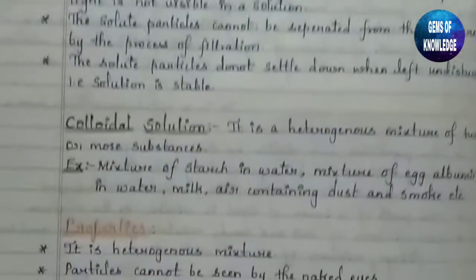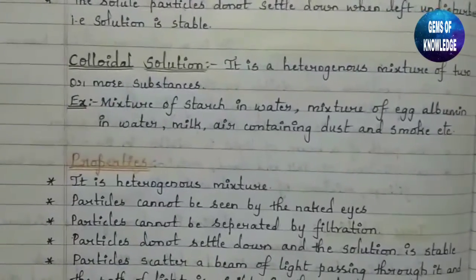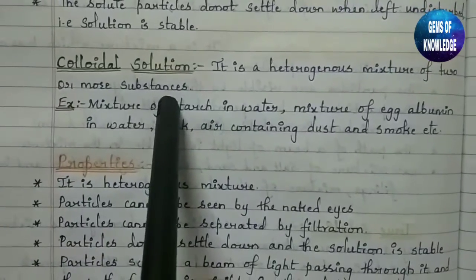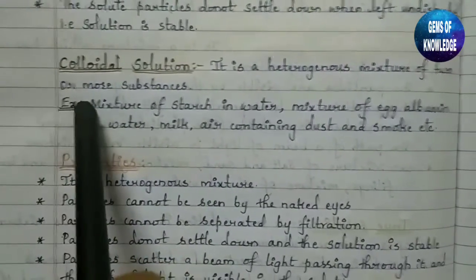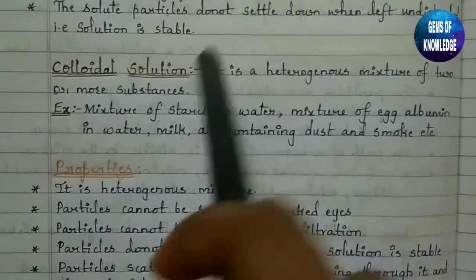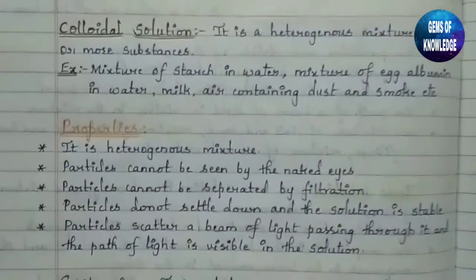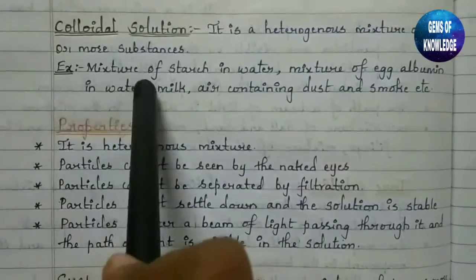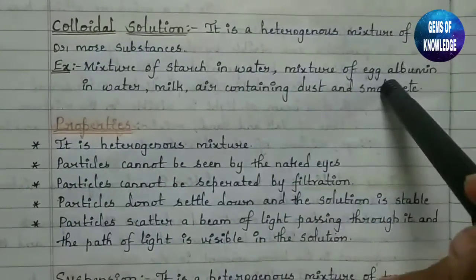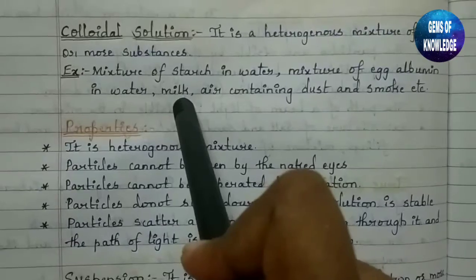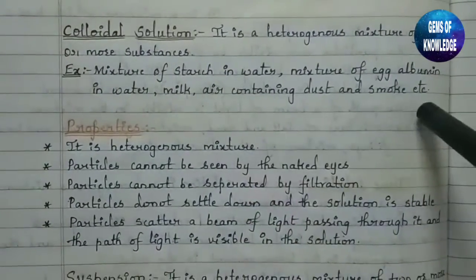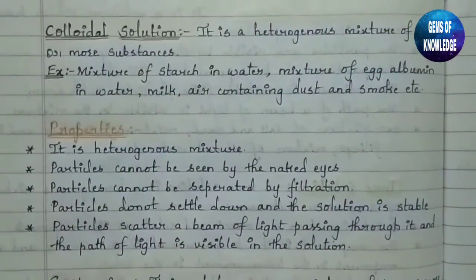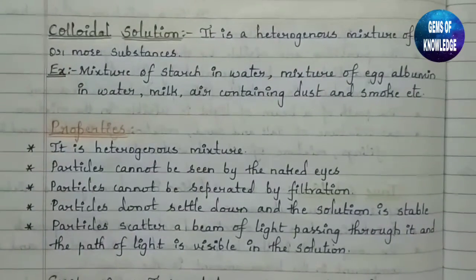Then moving to the next part, that is colloidal solution. Colloidal solutions are heterogeneous mixtures of two or more substances. In the true solution we learned that it is a homogeneous mixture, whereas the colloidal solution is a heterogeneous mixture of two or more substances. Examples are a mixture of starch in water, a mixture of egg albumin in water, milk, air containing dust and smoke, etc. These are examples of colloidal solution because it is a heterogeneous mixture of two or more substances.